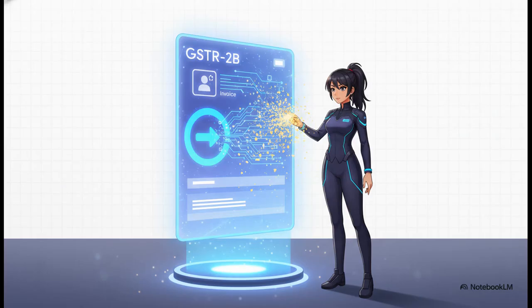So, to recap, GSTR2B is an auto-drafted statement of your available ITC. It shows up on the 14th of the month. And how does it get its data? Well, it pulls it from the GSTR1s of all your suppliers.